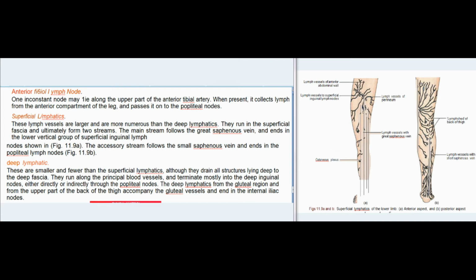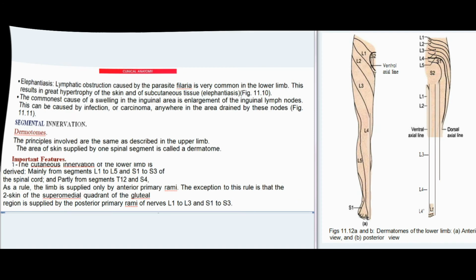Deep lymphatics. These are smaller and fewer than the superficial lymphatics, although they drain all structures lying deep to the deep fascia. They run along the principal blood vessels, and terminate mostly into the deep inguinal nodes, either directly or indirectly through the popliteal nodes. The deep lymphatics from the gluteal region and from the upper part of the back of the thigh accompany the gluteal vessels and end in the internal iliac nodes.